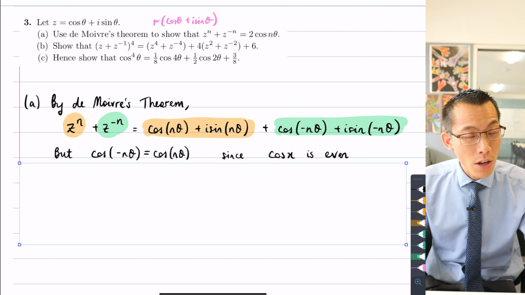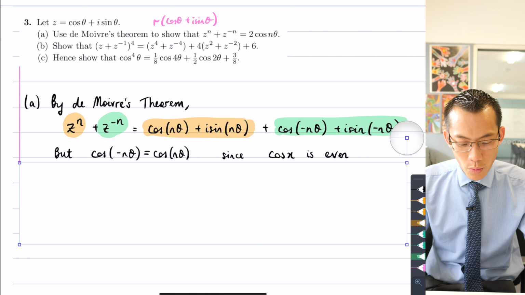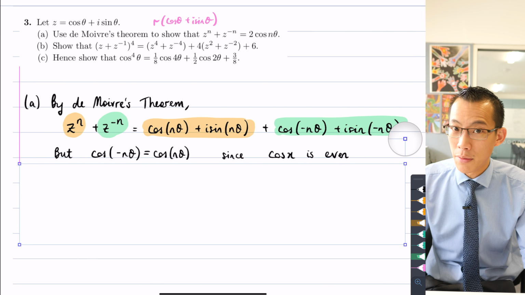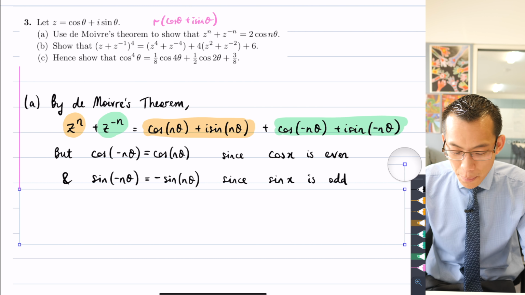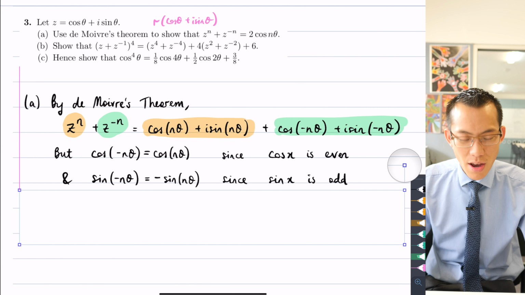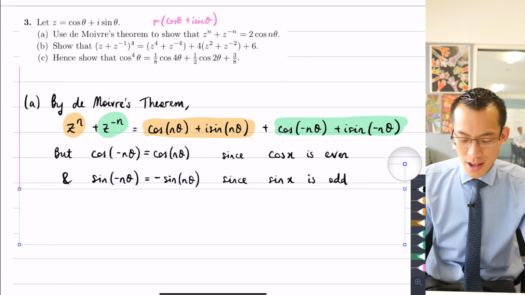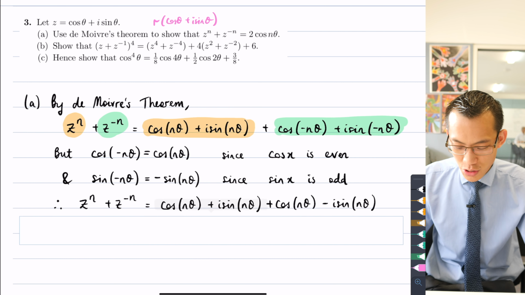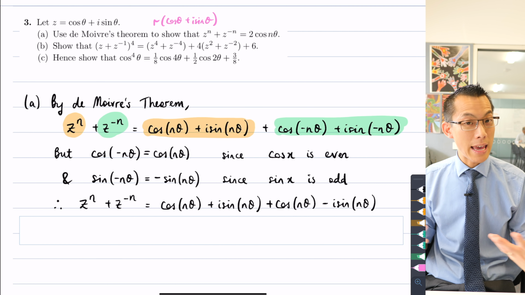So here's cos. Cos is an even function. So when you take a negative angle and put it in, you get the same as if you'd taken the equivalent positive angle. And sine is the opposite. When you put in a negative angle, it flips the whole thing upside down. So that's why sine of negative n theta is equal to negative sine of n theta. Now, how does that work when I substitute that into the line above? Well, you can see what you're getting here is terms cancelling out, right?